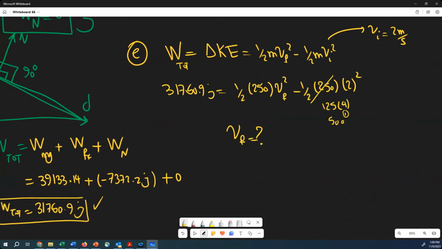Okay. What was the initial velocity? 16.07. No, initial velocity was 2 meter per second, yes? Oh, yeah. Okay, so VF is going to be 16.07 meter per second. Okay, good. Perfecto.